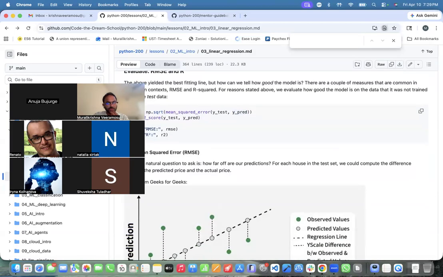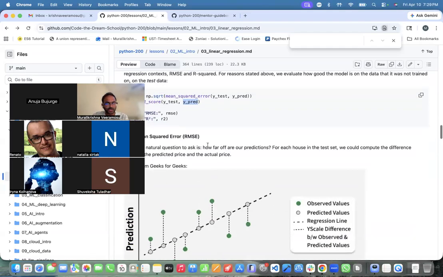This is how you create an R2 score. You call the r2_score function. You provide y test and y predicted. And we'll talk about R2 in a bit.